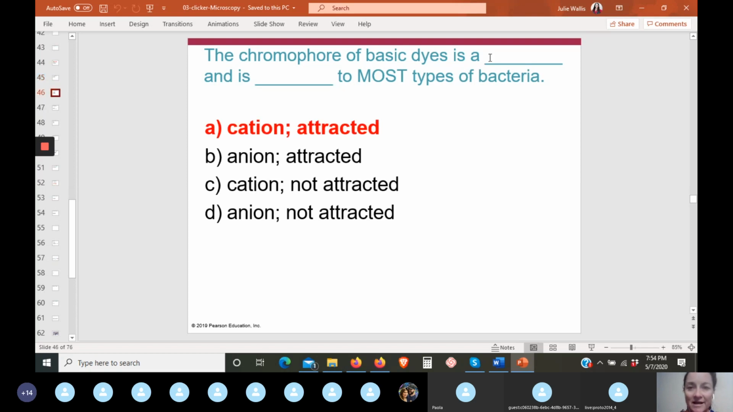Basic dyes are cations. I mentioned that the cell membrane and many structures are negatively charged, and so the dye is going to attract to most types of bacteria, and for that matter, most of our cells as well, eukaryotic cells.